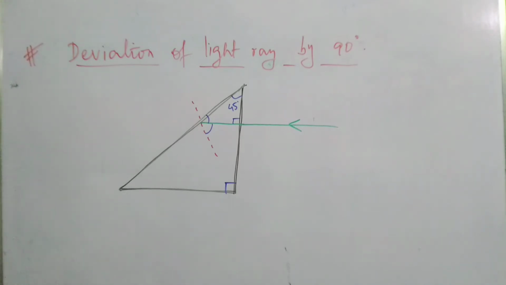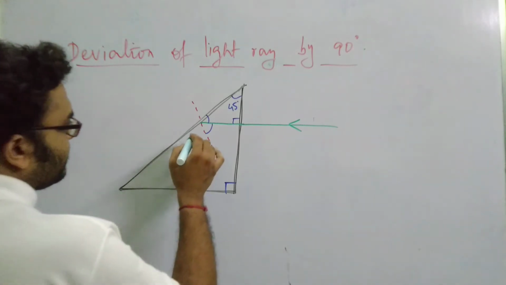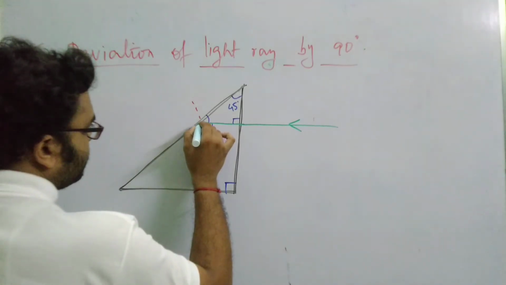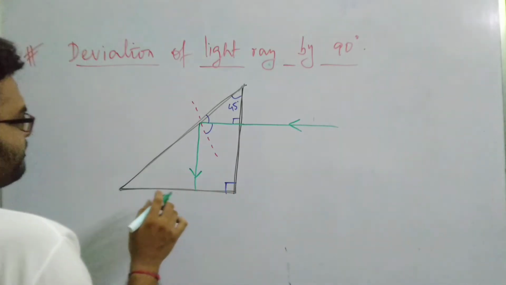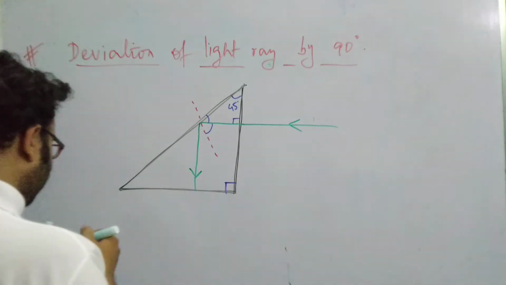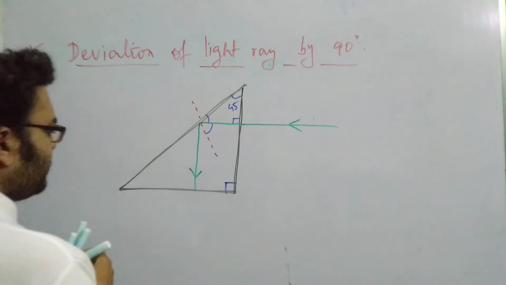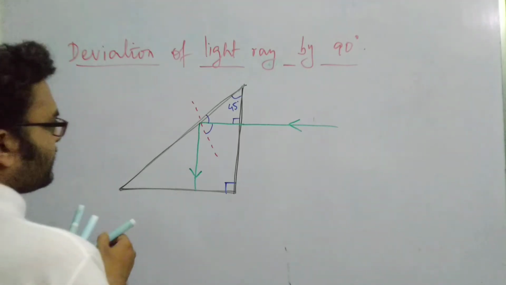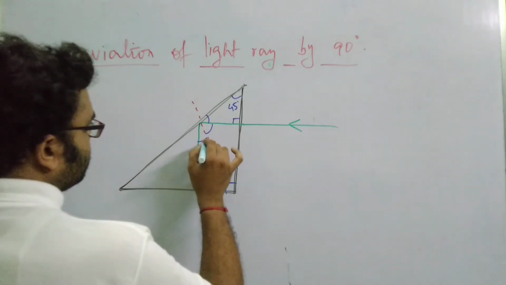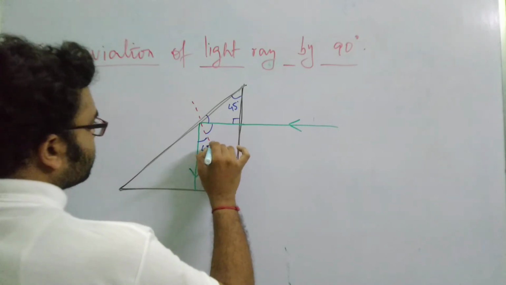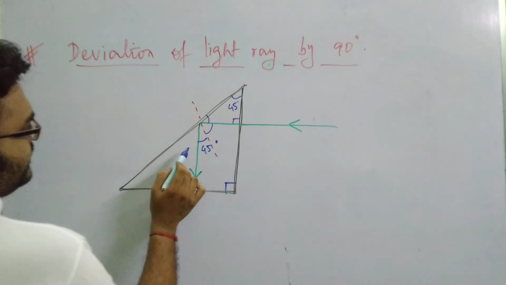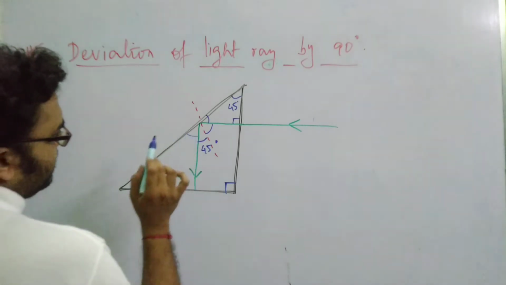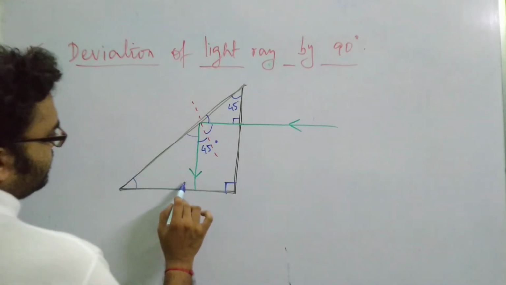Hence, total reflection will take place, and the light ray, following the laws of reflection, will be reflected like this, and it will fall on the surface again at 90 degree. How can you determine that? If I consider this angle, it will also be 48 degree. Now, if this is 48 degree, then definitely this angle will also be 48 degree, so this will be 90 degree.